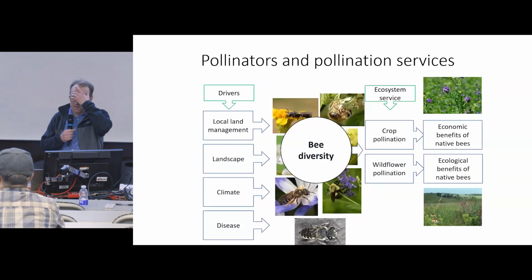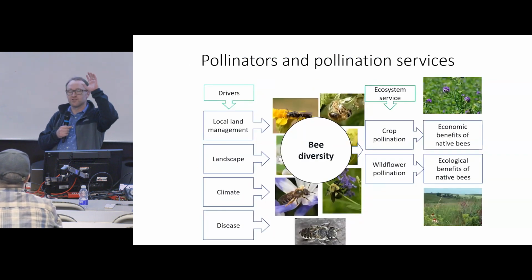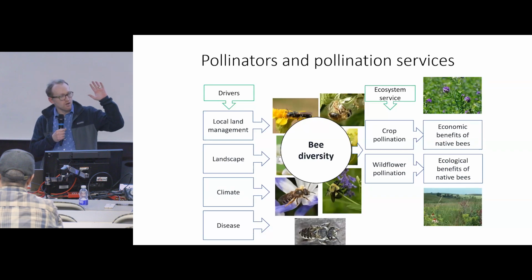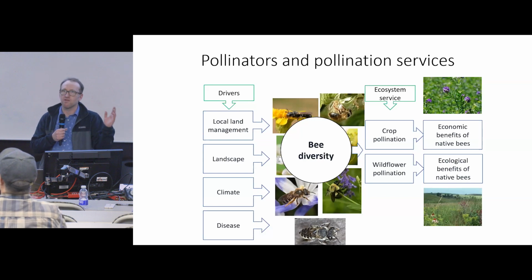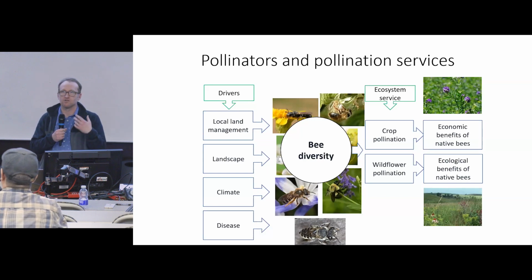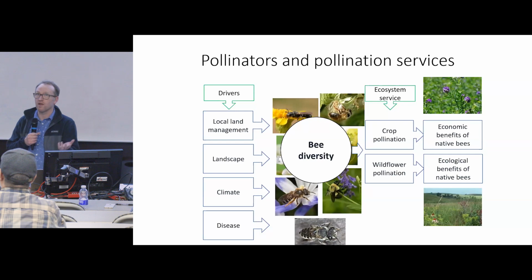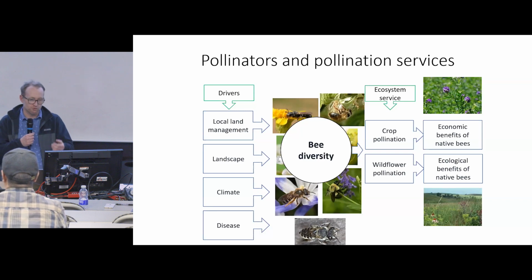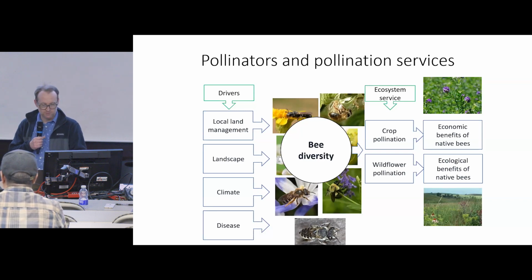So this is how I think about it. I've centered bee diversity in the middle because that's what interests me the most, and that's the primary area that I do research on. But then also looking at some of the drivers that affect those bees, and then the downstream effects that has on pollination services. Whether or not that's wildflower pollination, ecological benefits that wild bees have, or the direct benefits on crop pollination. And it's very complicated, as you can imagine.